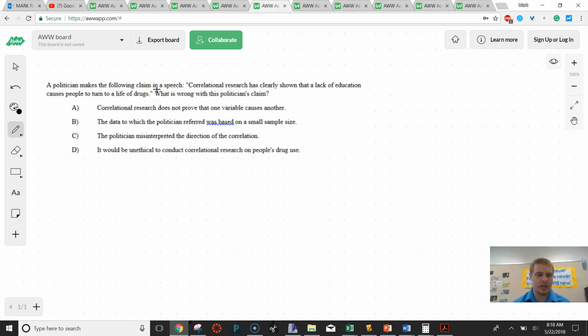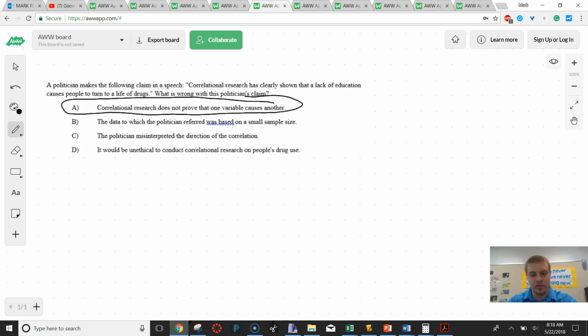This one, a politician claims in a speech that correlation research has clearly shown that a lack of education causes people to turn to a life of drugs. What's wrong with the claim? Correlation does not prove one variable causes another. That first one is definitely true.